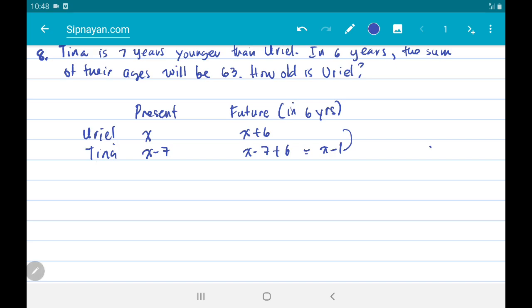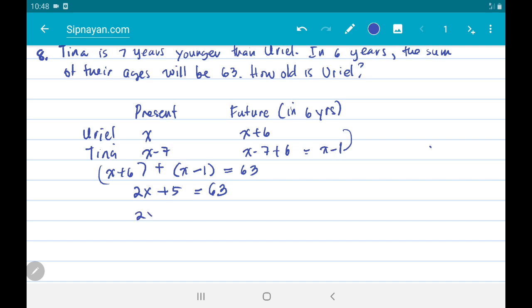So, meaning, we have x plus 6, plus x minus 1, di ba? Is equal to 63. So, meron tayong 2x. Ano ang plus 6 minus 1? Plus 5, di ba? Kasi 6 minus 1 is 5. So, this is equal to 63.